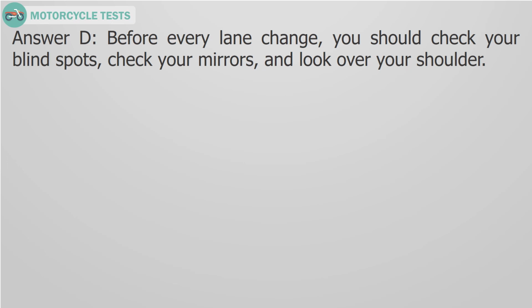Answer D. Before every lane change, you should check your blind spots, check your mirrors, and look over your shoulder.